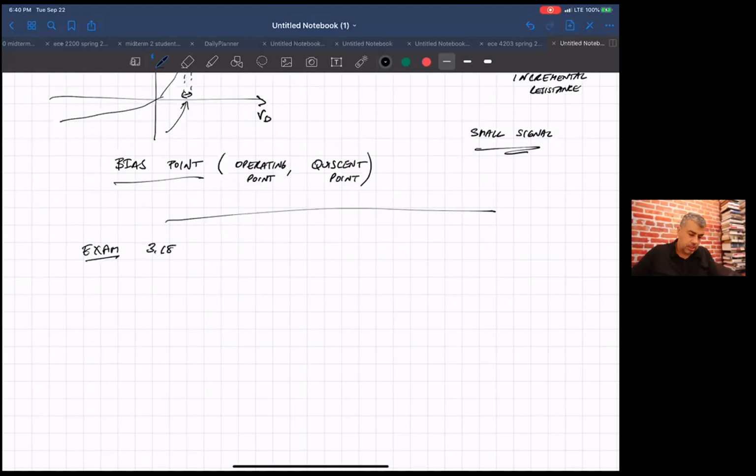In the book. It's basically saying, well, a diode has, we know it has a milliamp going through it. So this is our bias current. Okay.